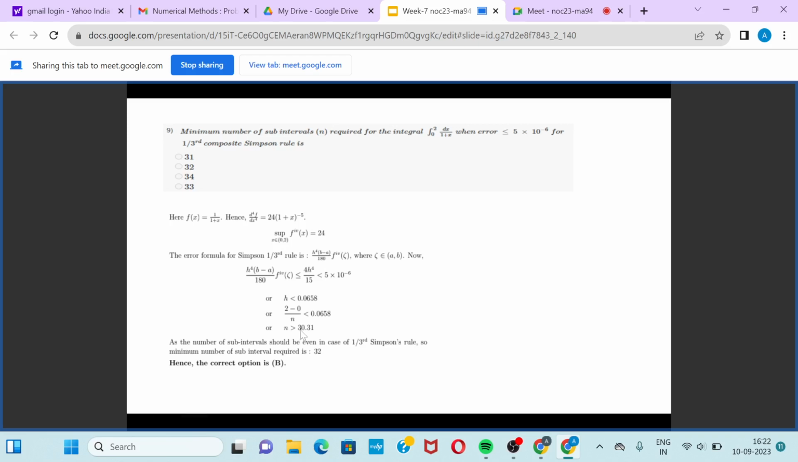Now if you have got this, then as the number of subintervals should be even in case of 1/3 Simpson's rule, we cannot take 31. So we have to take the minimum number of subintervals to be 32. Okay, so for this reason, 31 will not be the answer. So the correct answer is n equals 32. Just check your calculations, and if you have any doubt, let me know.